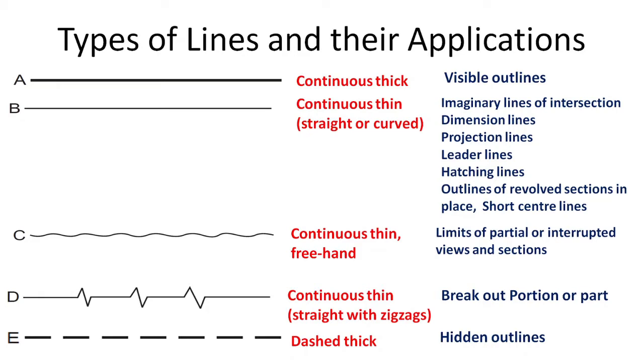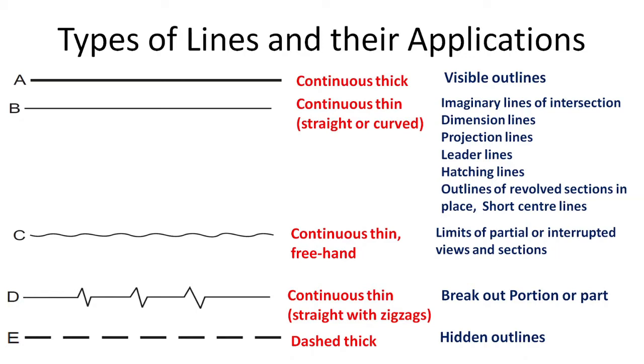We'll continue the mechanical drawing lab with the second part, that is, types of lines and their applications. We are going to get different line types based on the thickness as well as the profile of the line. The first one is the continuous thick line, named as line A. It is used to draw the visible outlines of a part.